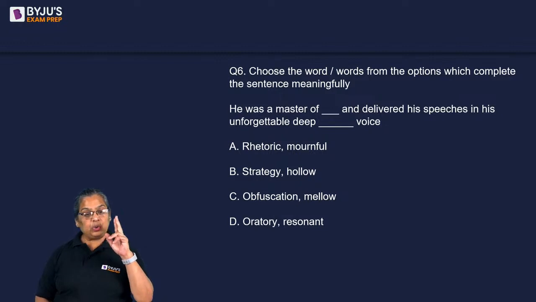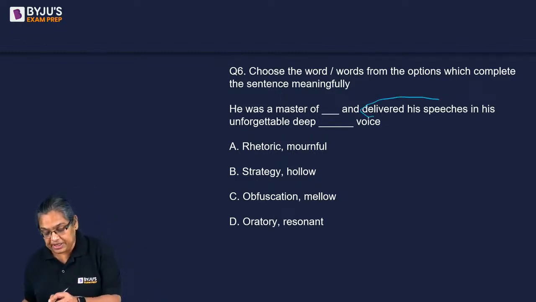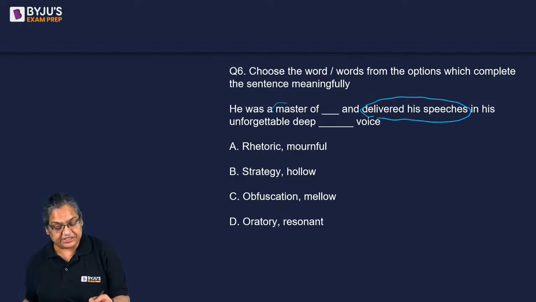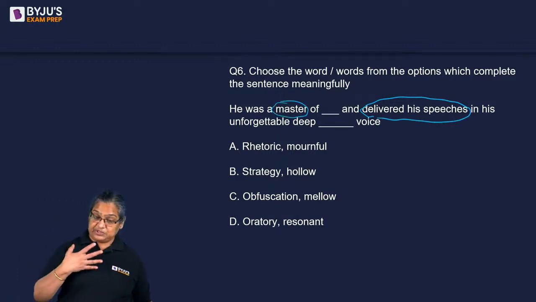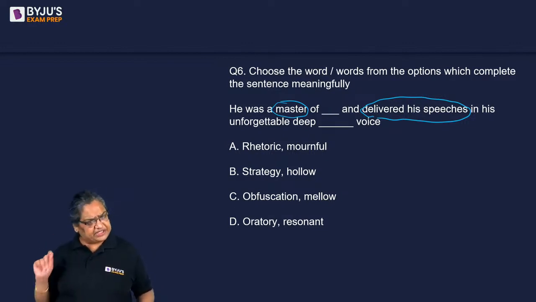Now, we'll go to two things. What are we talking about? We are talking about somebody who is delivering speeches, somebody who's speaking. And he is a master of something. So you immediately connect that he is good at the speeches he is giving, because he is a master of something. And he didn't say "but." Therefore, the words we want are both positive in their connotation.